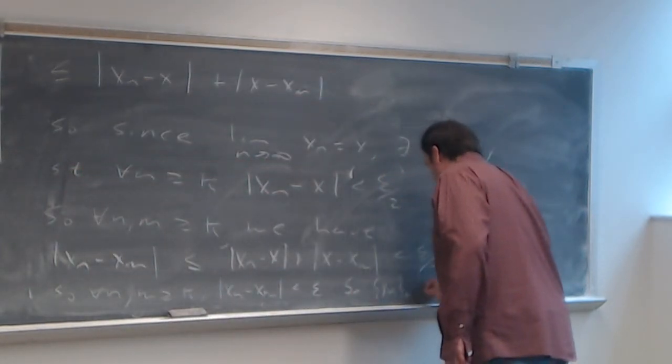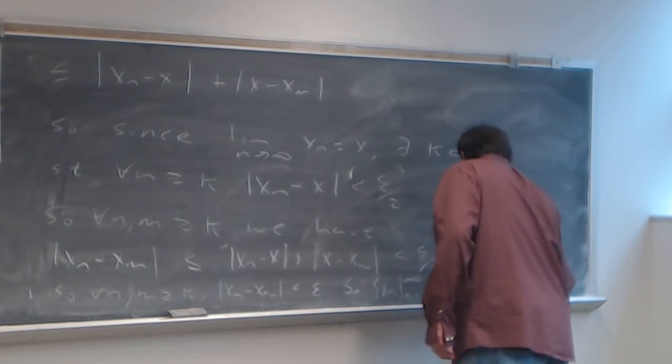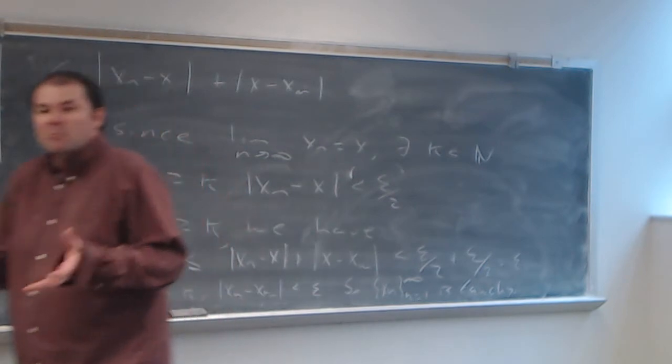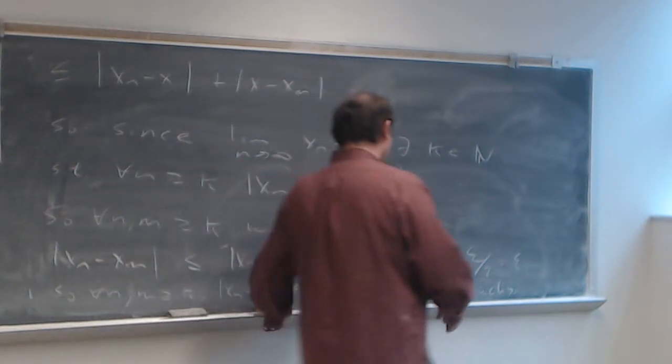Wait a minute. It's easy to get lost in things. What were we trying to show? We tried to show x of n was Cauchy. What were we working with? A convergent sequence. What did we just prove? If you're convergent, you are Cauchy. That's all we've shown. We've got to show the opposite direction too.